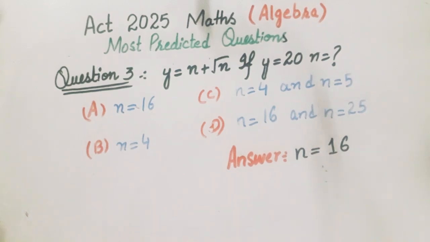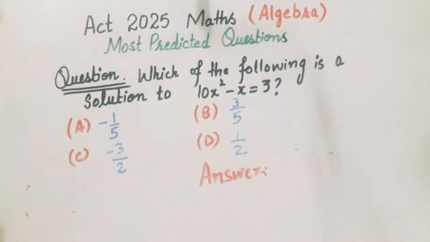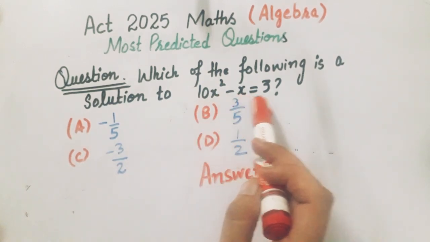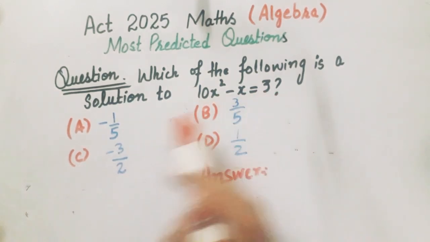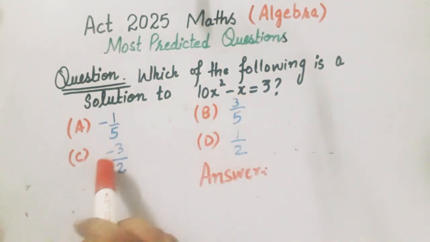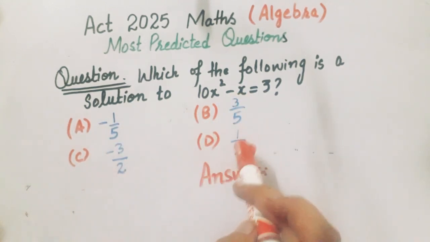Now we will solve the next question. Now the next question is: which of the following is a solution to 10x square minus x minus 3 is equal to 0? A option is minus 1 by 5, B is 3 by 5, C is minus 3 by 2 and D is 1 by 2.